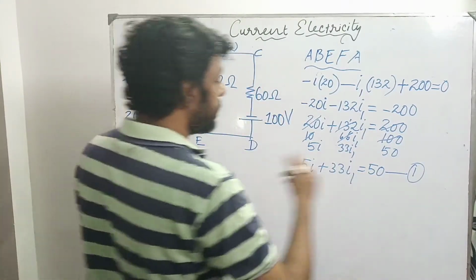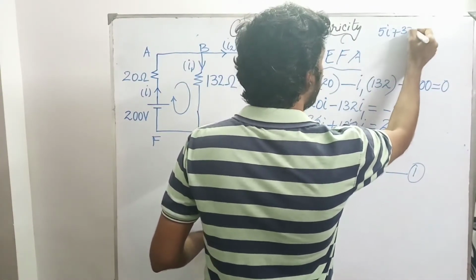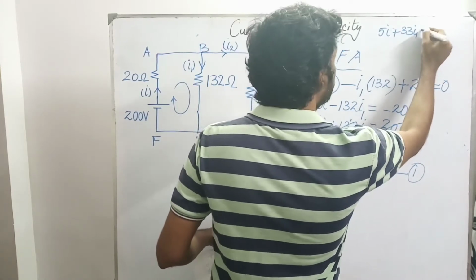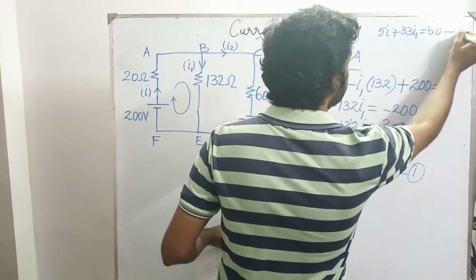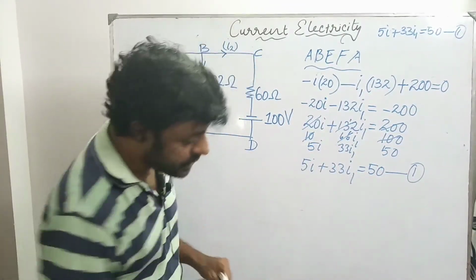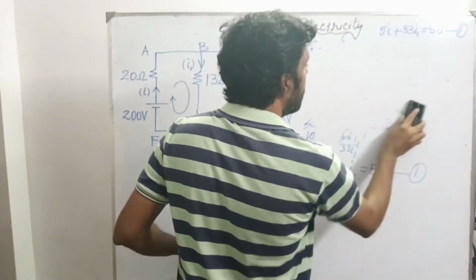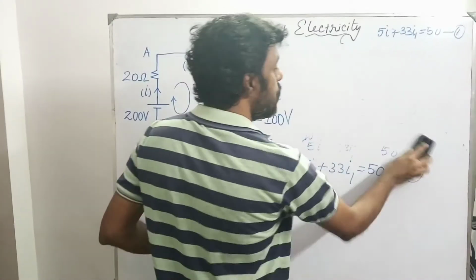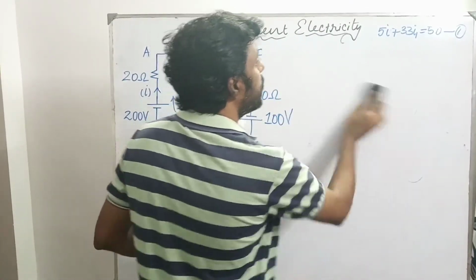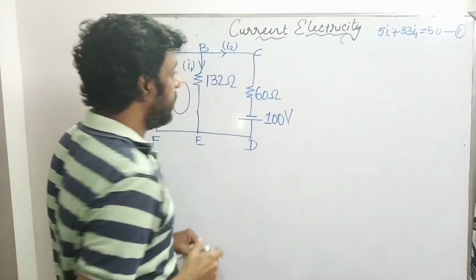What I'm going to do is record this separately: 5I plus 33I1 is equal to 50 as equation number 1. Now I am going to rub this entire thing. Since I have limited space on this board, I cannot write the entire problem over here. That is the reason why I am recording the expressions in one corner of the board. So I have recorded the first loop equation over here.